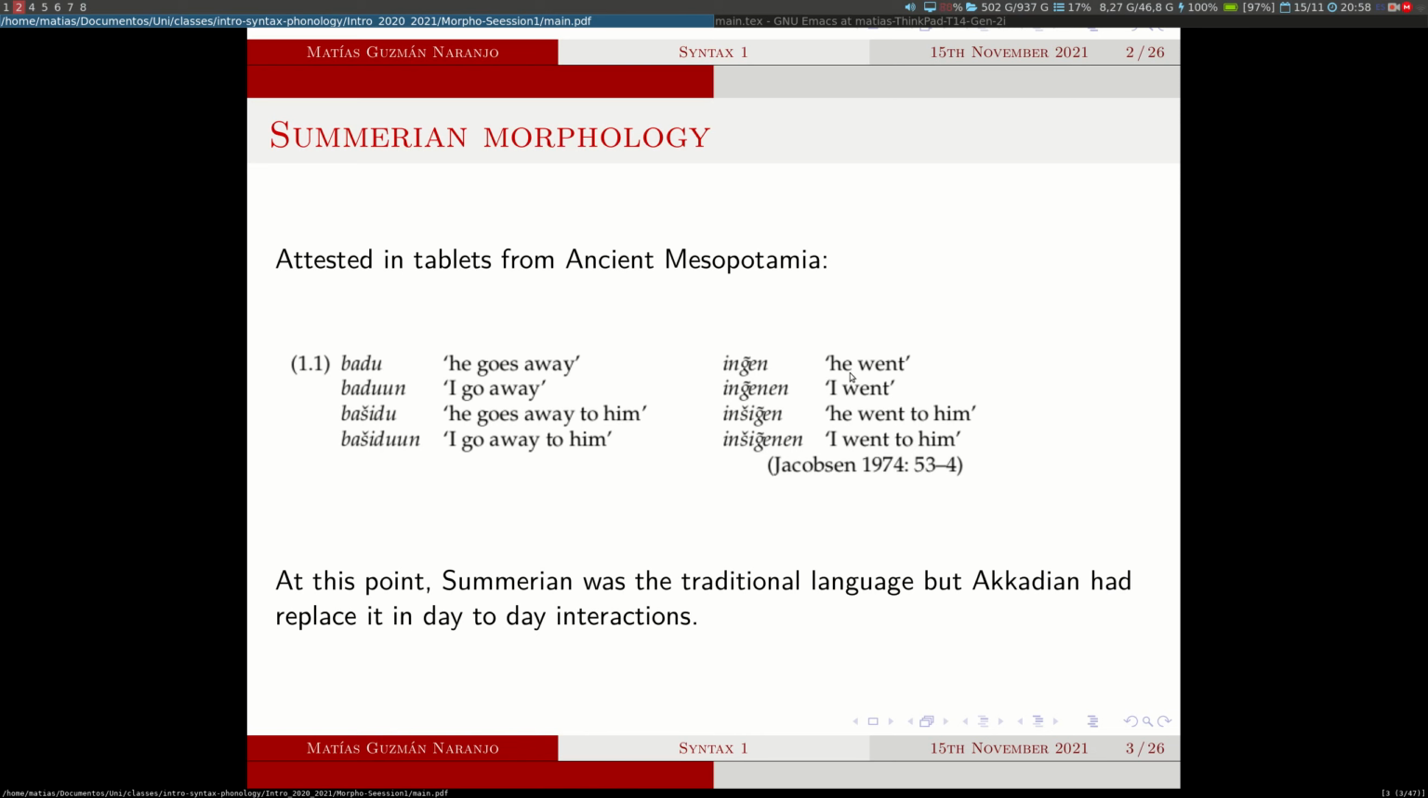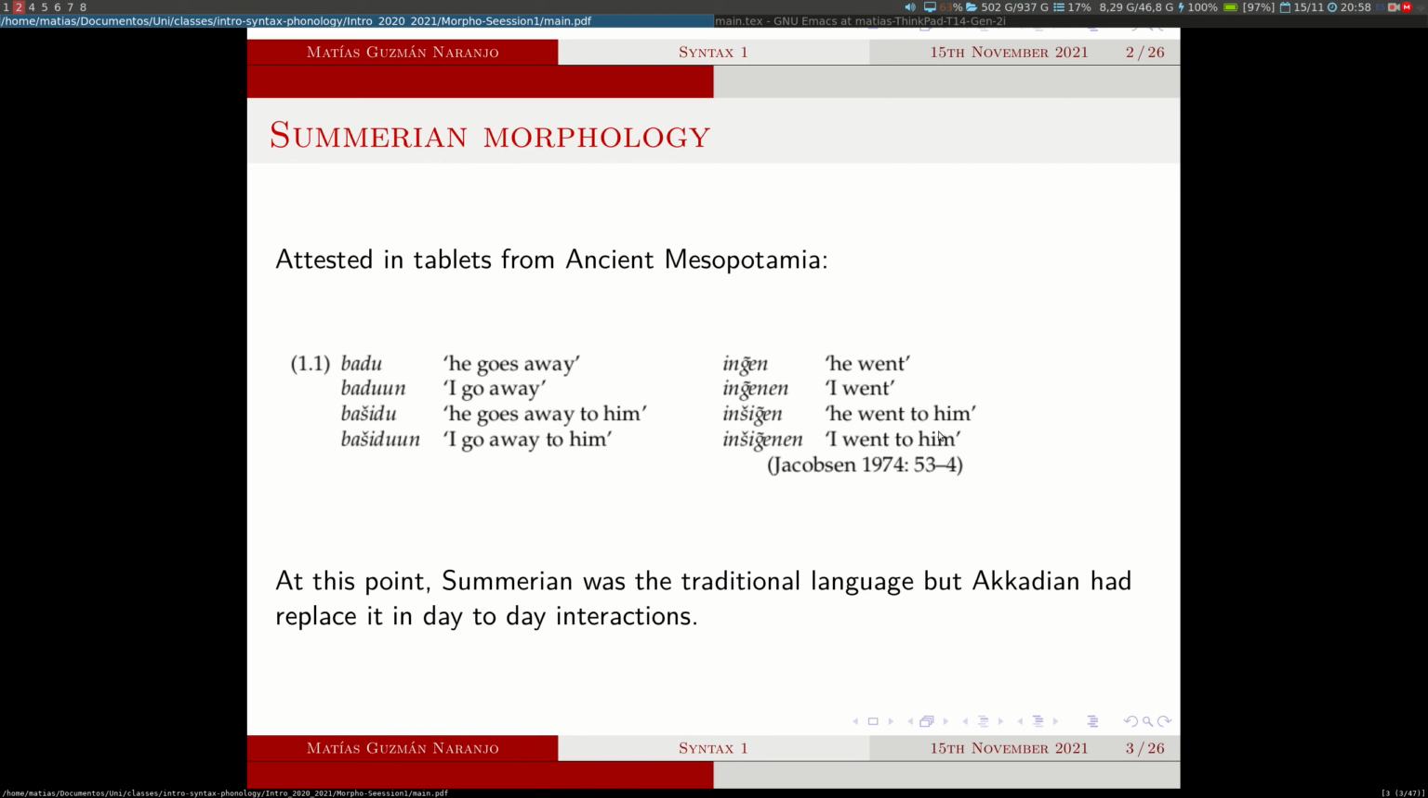Here we have a contrast between he went and I went, and you have this again and again. We're adding additional material, a vowel and an n, to form the first singular form from the third singular, and we see the exact same thing. We're going to call these morphemes. I'll come back to it again in a second. This shi morpheme adds this dative participant.